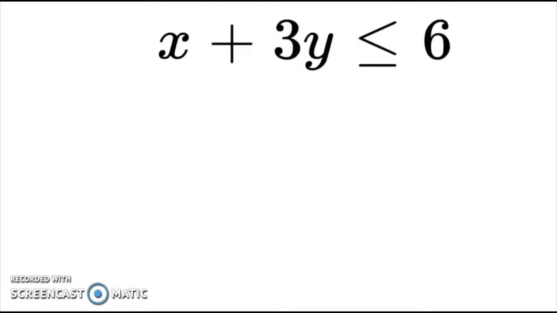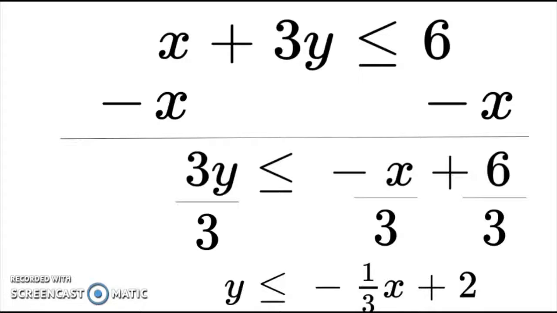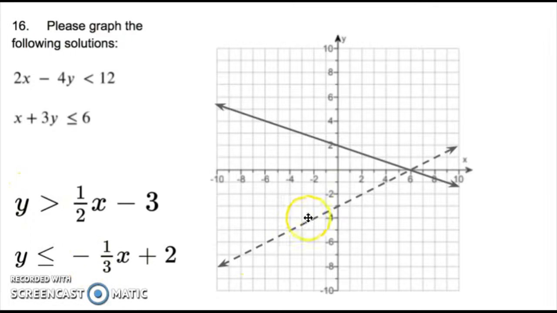The second one, I will subtract x on both sides. I will get 3y is less than or equal to negative x plus 6. Divide everything by 3. I'll get y is less than or equal to negative 1/3 x plus 2. So now let's go about graphing them. So the first line is going to start at negative 3 and go up 1 over 2, and it's going to be a dashed line. The second line is going to be a solid line starting at 2, going down 1 to the right 3, this side, then reversing it going this way.